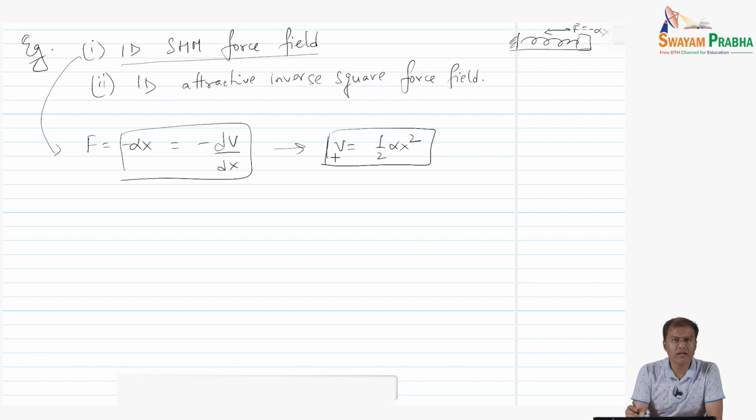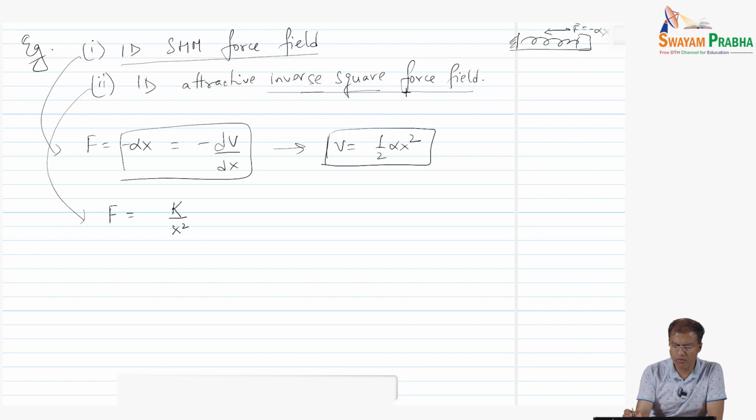Then let us look at the case of the attractive inverse square force field. As the name suggests, in this case the force is given by k times 1 over x square. It is the inverse square force field, and it is also an attractive force field, so we put a minus sign. We assume that k is positive. So k is the constant of proportionality.